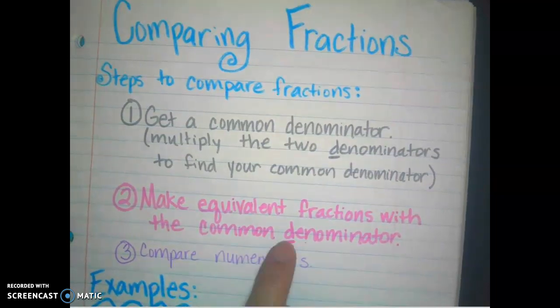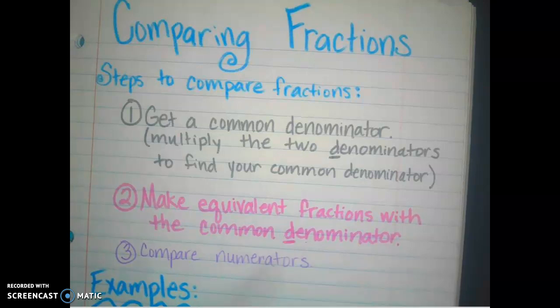And then you're going to use that new denominator to make equivalent fractions. And I underline the D to help you remember that D is for denominator and D is for down. The denominator is the number down on the bottom. Once you have made your equivalent fractions, then you can compare your numerators.